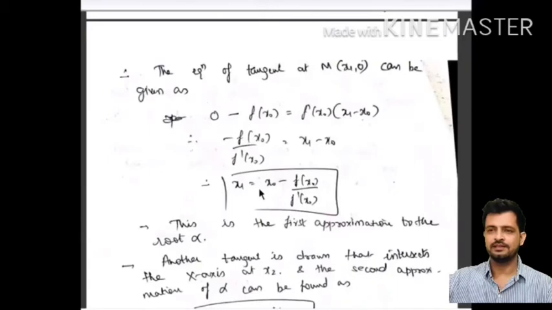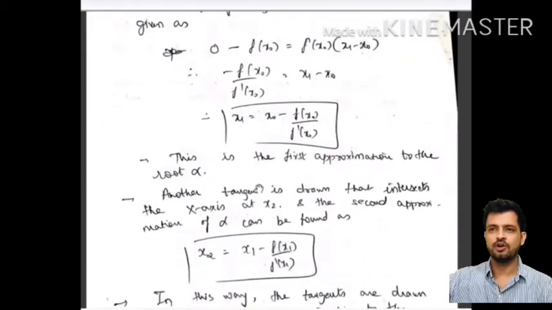Similarly, to find another approximation, if I want to find the value of x2, then I have to draw one more tangent. That tangent should pass through the point and intersect the x-axis at another point. Let the coordinates of that point be x2, 0, and from that we can find the value of x2. The formula is x2 equals x1 minus f of x1 upon f dash of x1. F dash of x1 is the differentiation of f of x1.